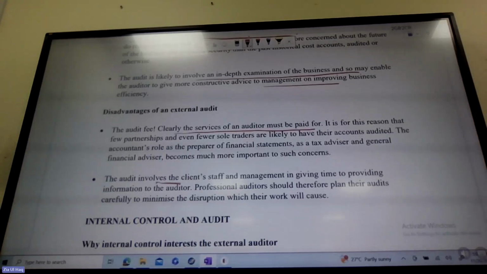The audit involves the client's staff and management in giving time and providing information for the audit. The auditor needs some time and some information from the management and the staff. He needs to check the records, and through this business operation might be disturbed a little bit, because staff have to provide information and access to the auditor. They have to take that time from their routine work, meaning they might feel disturbance during the audit.